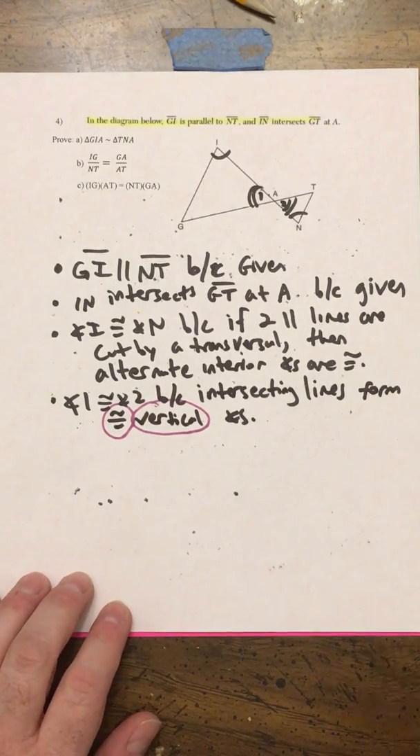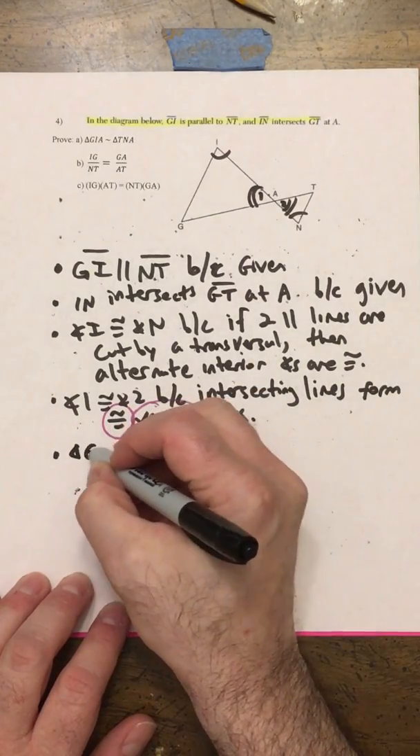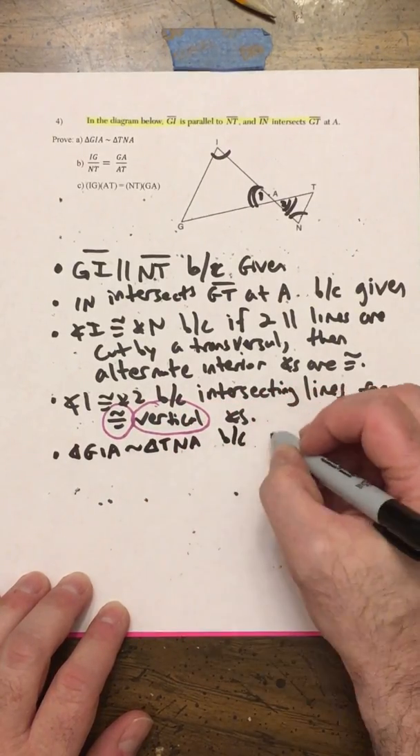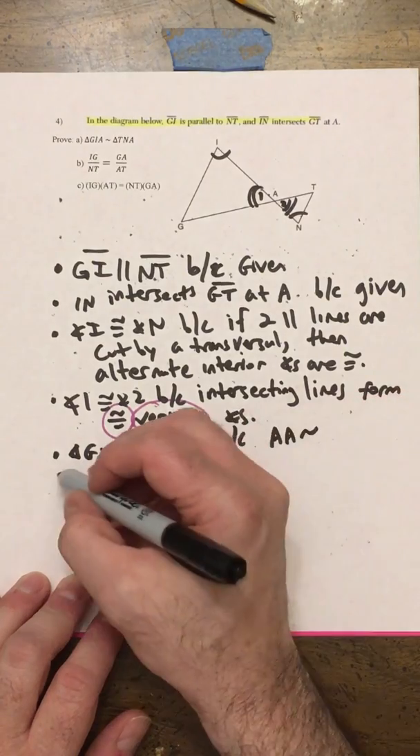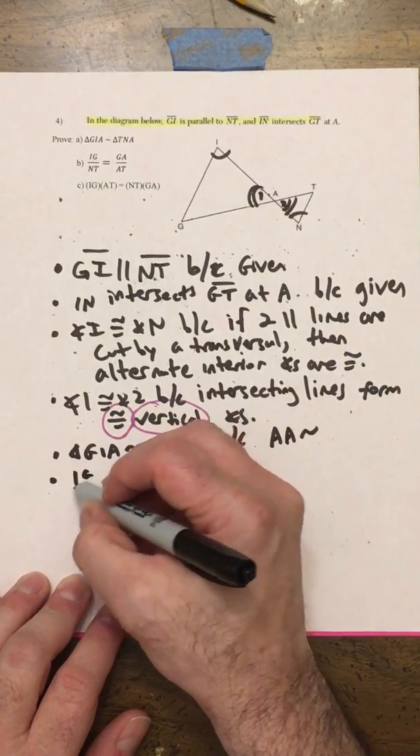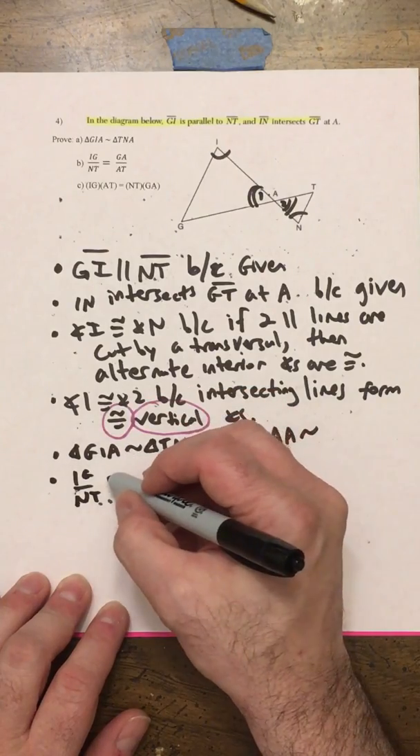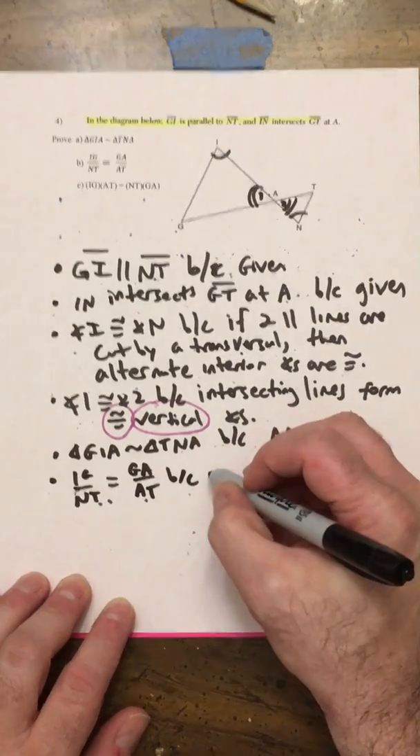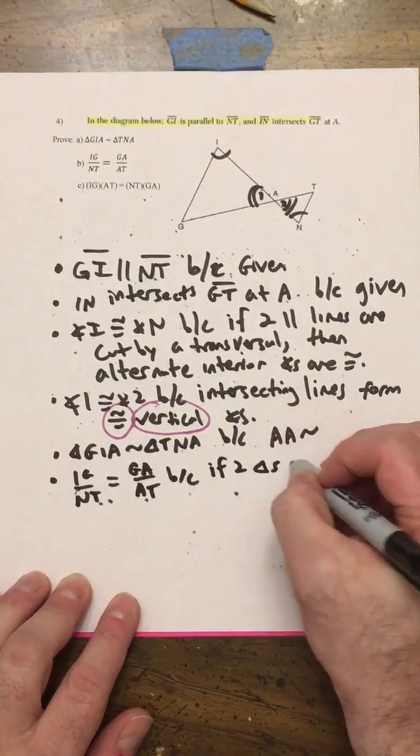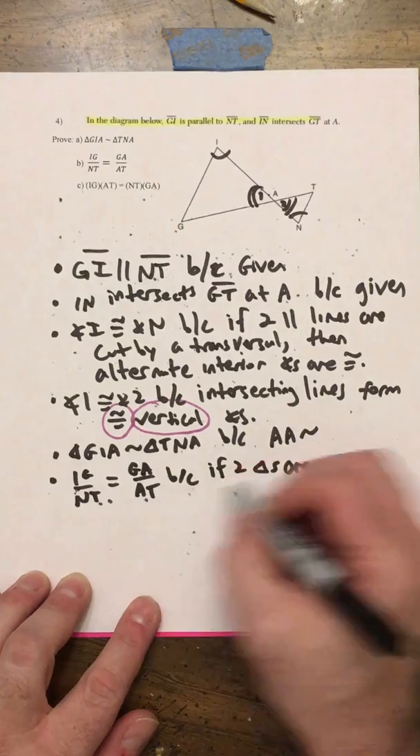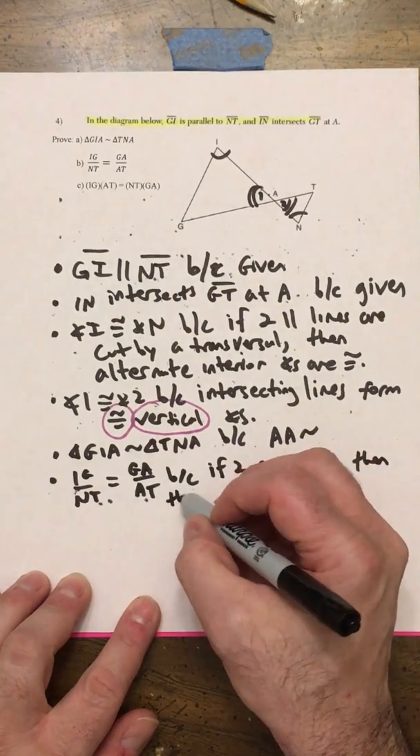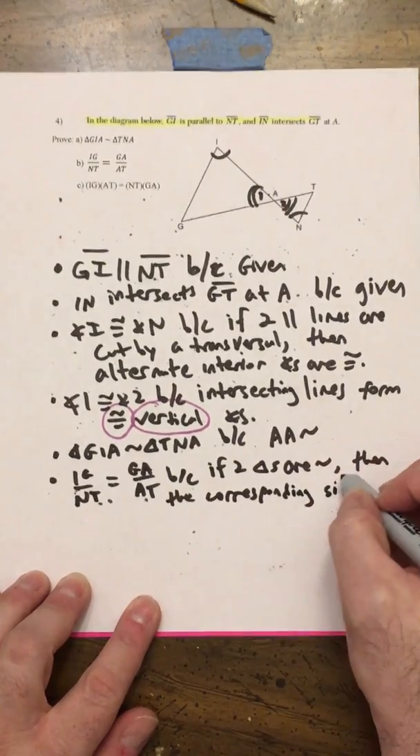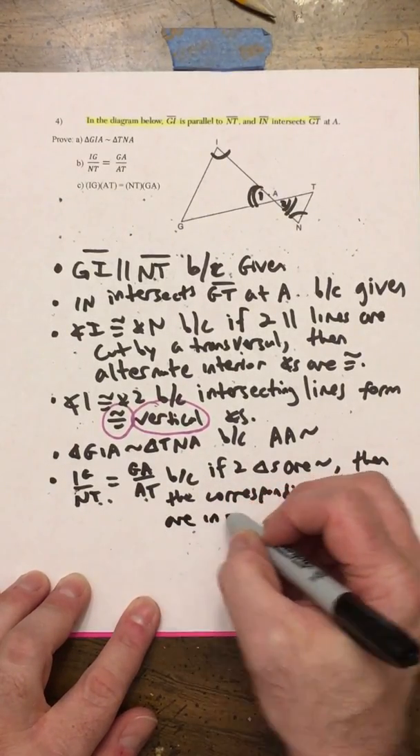All right, now we can prove the triangles are similar. So we have triangle GIA is similar to triangle TNA because of angle-angle similarity. Now you know you can do the proportion. IG over NT equals GA over AT, because if two triangles are similar, then the corresponding sides are in proportion.